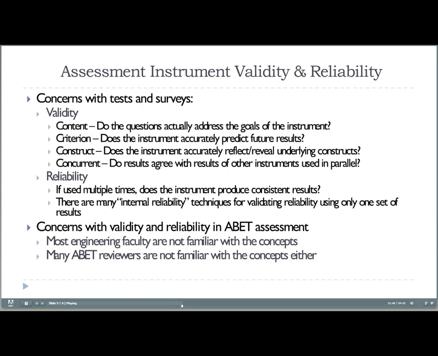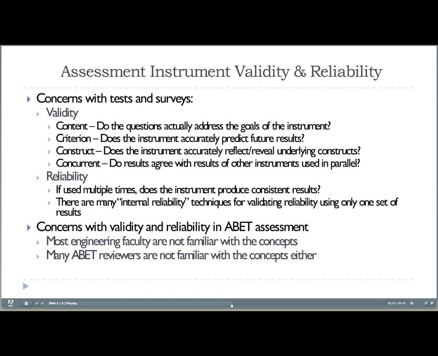Construct validity looks at the underlying constructs or theories or things that are running through your program, and tries to predict and identify those. It's a little bit of a deeper concern, and you could use techniques like factor analysis, discriminant analysis, but it's very important in assessment that you're addressing with your overall survey the major underlying constructs of the program.